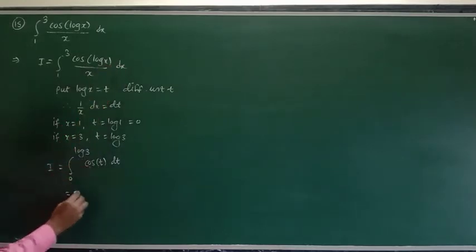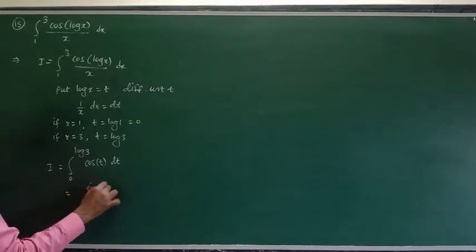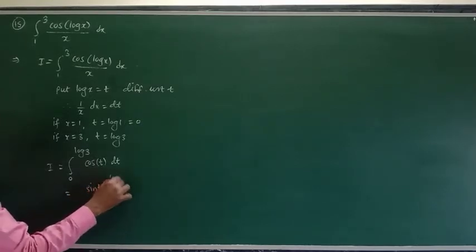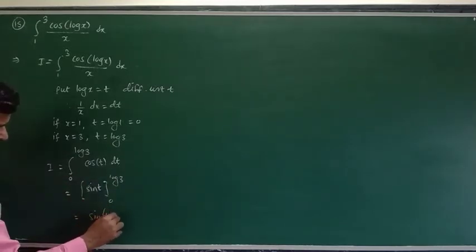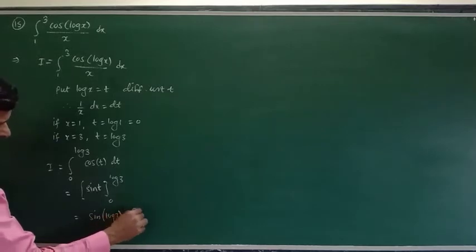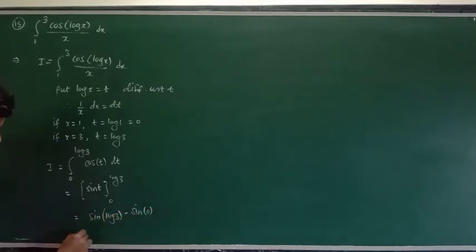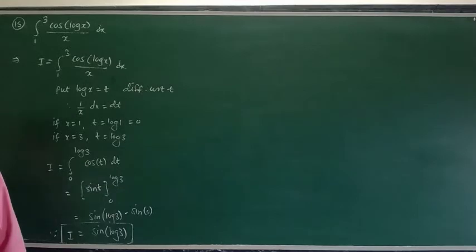So the integration of cos t is sin t, with limits from 0 to log 3. So put the upper limit minus the lower limit: sin log 3 minus sin 0. So the final answer is sin of log 3, which is the value of this definite integration.